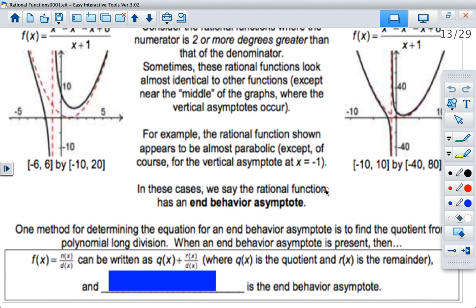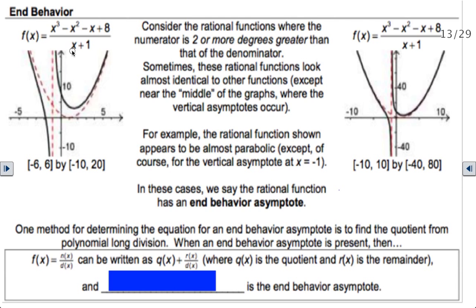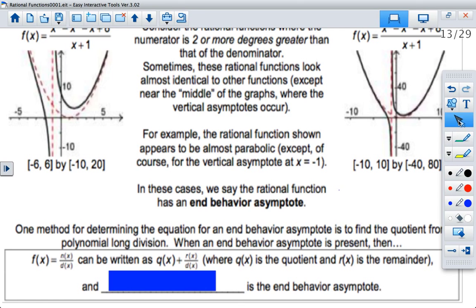Other parts of your notes, let's see. And behavior, same kind of thing. You're going to divide the numerator by the denominator. But in this case, because you have a degree of 3 here and a degree of 1 here, your quotient is going to be x squared. It's going to start off with x squared.